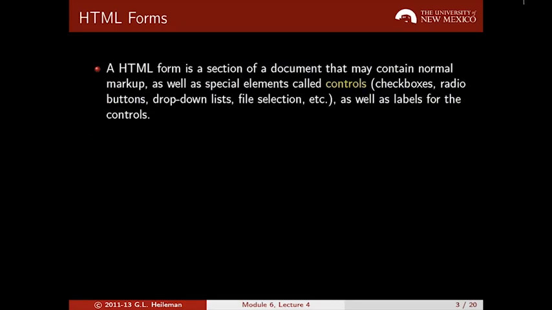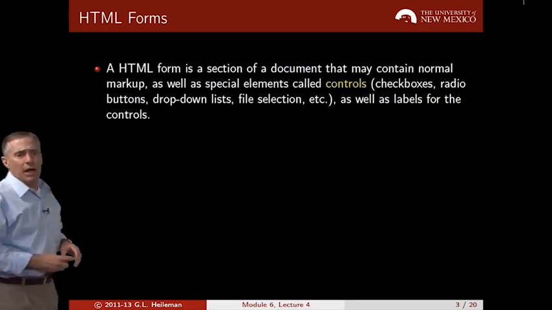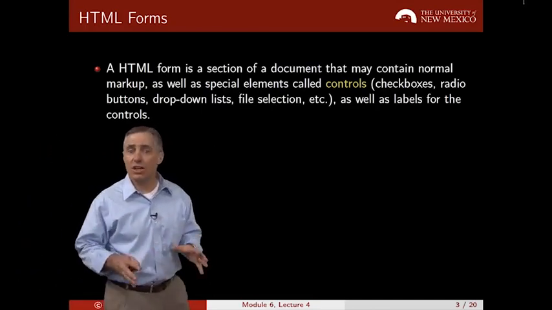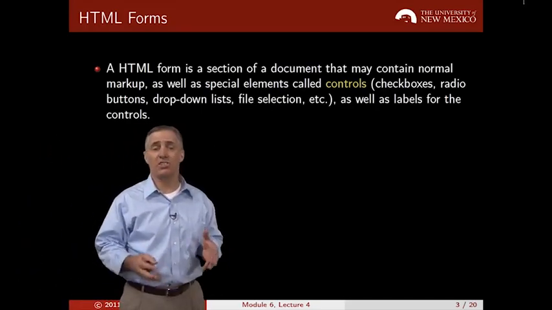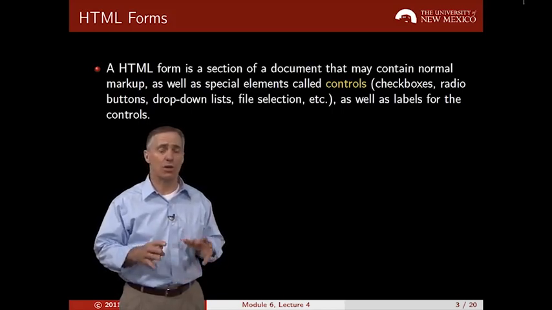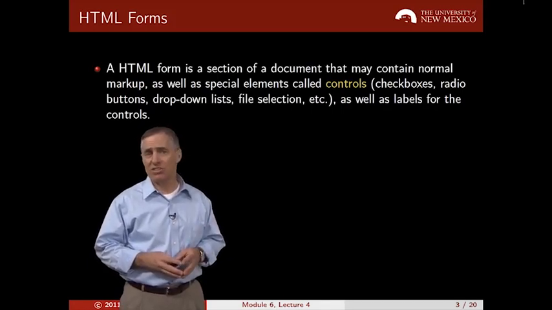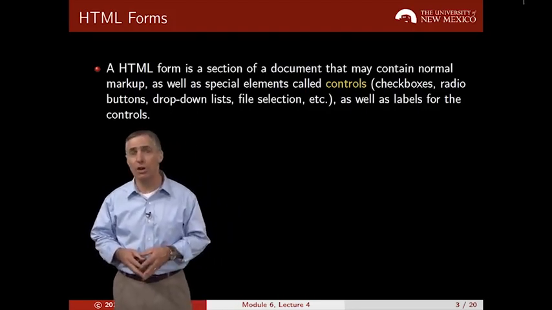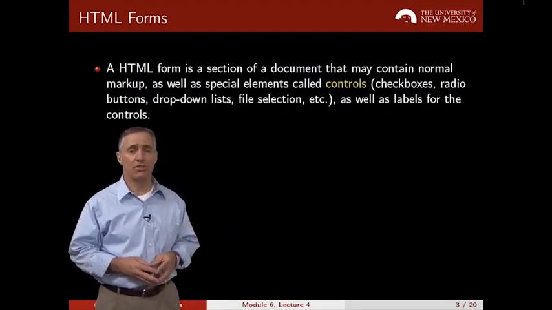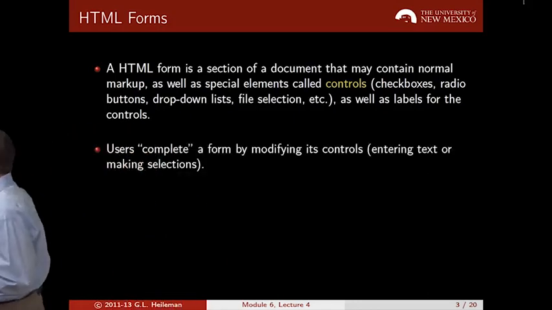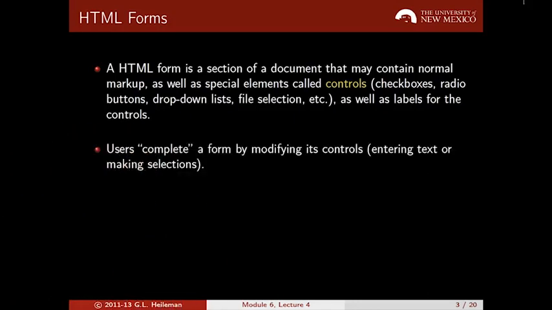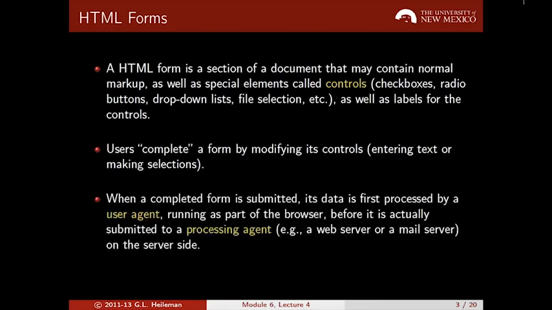in the last module. Now, an HTML form is a section of a document that can contain normal HTML markup as well as something called controls, and we'll cover some of the various controls that exist later in this lecture. But you've probably seen some of these controls as you've interacted with web pages. For example, checkboxes, radio buttons, drop-down lists, uploading files, things like that. Users complete a form by modifying these controls. And to modify the control, you enter text or select a particular selection, select a checkbox, things like that.